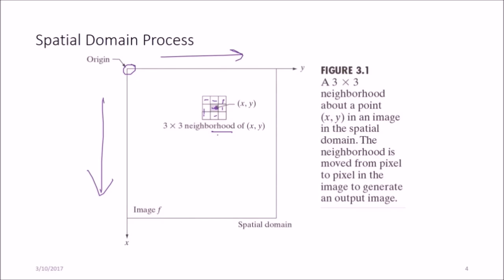The neighborhood is moved from pixel to pixel in the image to generate an output image. So if this is your one instance, the next instance would be something like this. And now the central pixel will be this. So likewise, next pixel will be this. So our neighborhood will become this one. And now the processing is done on the neighborhood, the transformation is done on this pixel. So this goes like this, and again it will start with the next row. So it goes like this, like this.